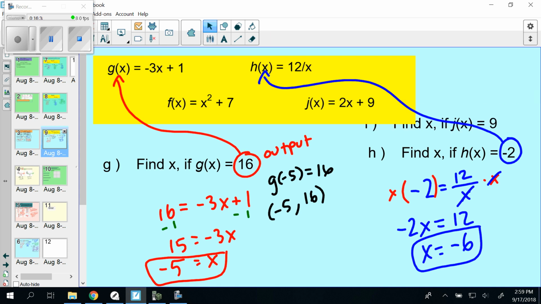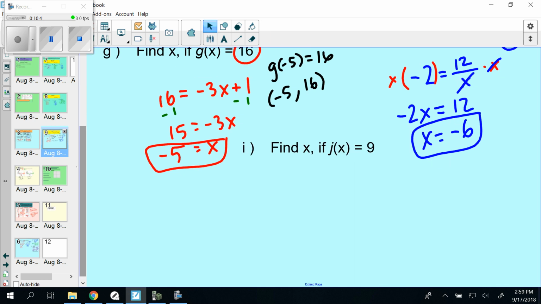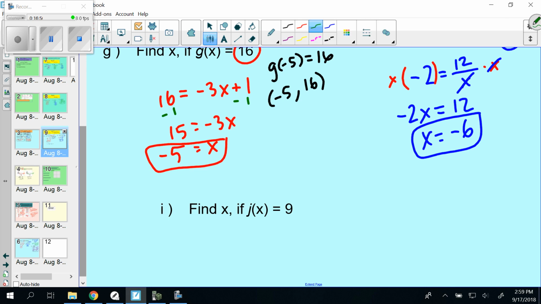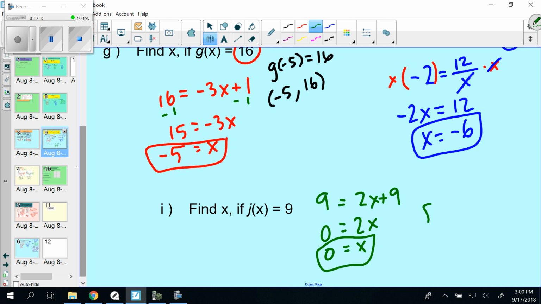All right, why don't you pause the video and see if you can solve I. What would the input be if the output is 9? Okay, let's see what you got. So function j on this one is equal to 2x plus 9. If our output is 9, what's our input? Solving this one, if you subtract 9 from both sides, that's going to be 0. If you divide 0 by 2, it's still 0. The input would be 0. So that's telling us j at 0 equals 9.